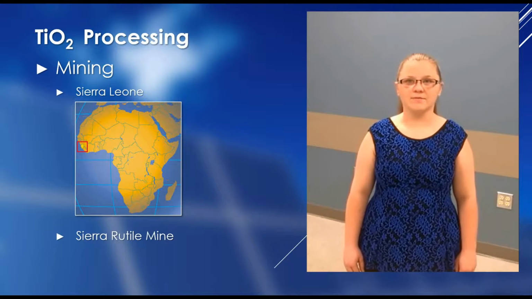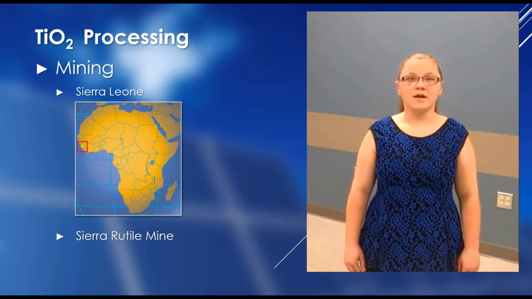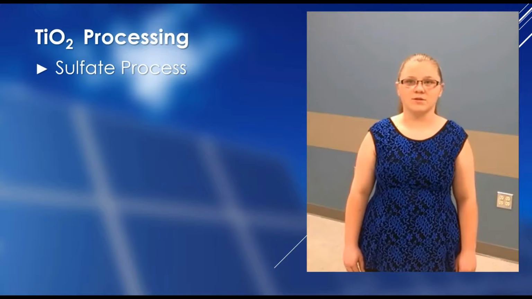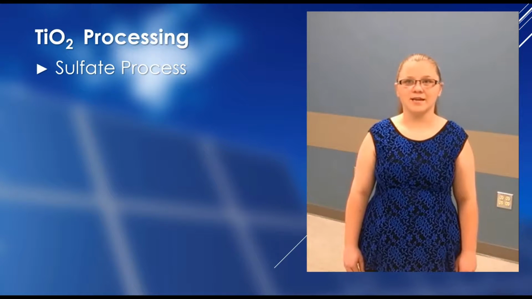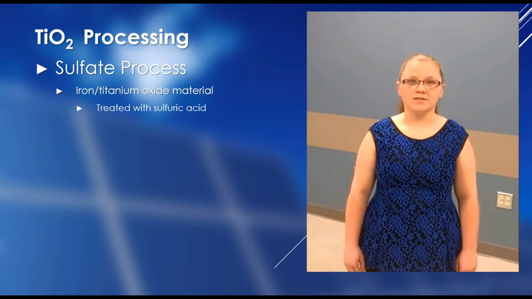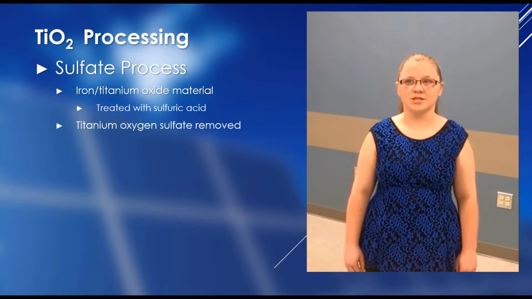After the material has been mined, it must be put through a purification process to produce a pure form of titanium dioxide. The purification process can be accomplished two different ways. One of the possible processes is the sulfate process, but another option is the chloride process. The sulfate process starts with an iron titanium oxide material that is treated with sulfuric acid. Once the material is treated, the titanium oxide sulfate is taken out of the mixture and converted into titanium dioxide.